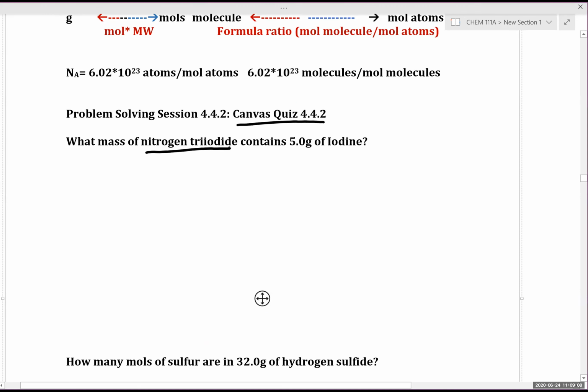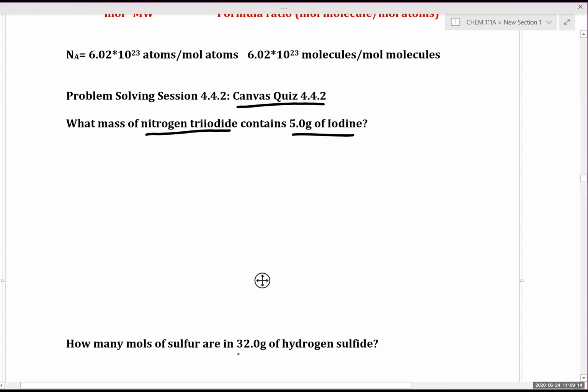What mass of nitrogen triiodide contains 5 grams of iodine? And how many moles of sulfur are in 32 grams of hydrogen sulfide? So let's spend a few minutes working through these problems, and then we'll come together as a group to discuss momentarily. And don't be shy to submit your responses via Canvas or via the chat feature. And we'll discuss in about 4 minutes.